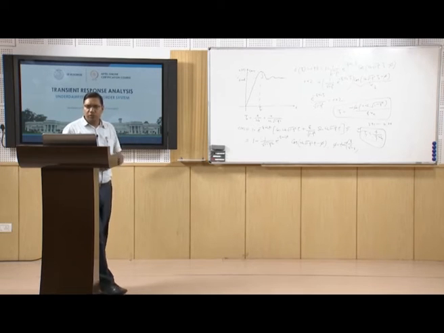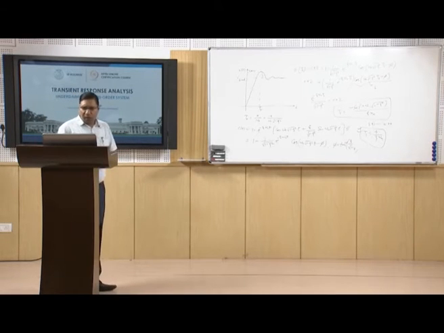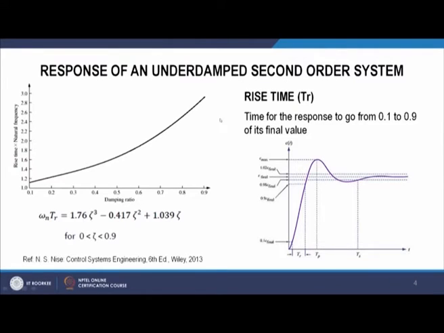Now we come to the rise time, which is defined as the time for the response to go from 10% to 90% of its final value. Here we can see the response is at 10%, that is 0.1 of C final, and it reaches 0.9, that is 90% of C final. So this time TR is called the rise time.